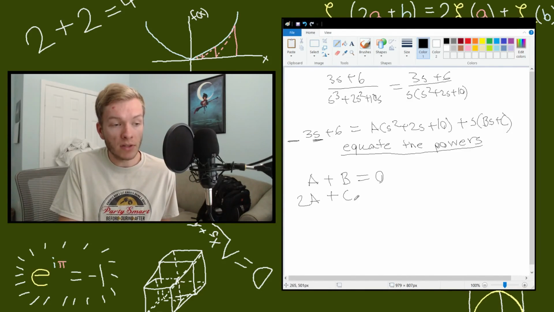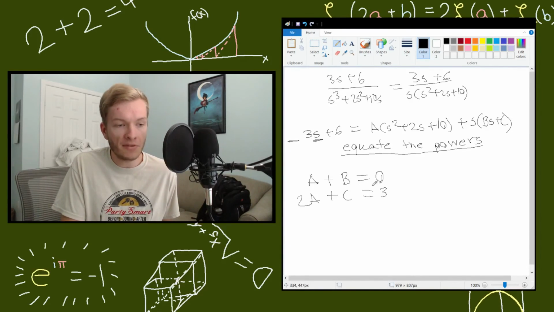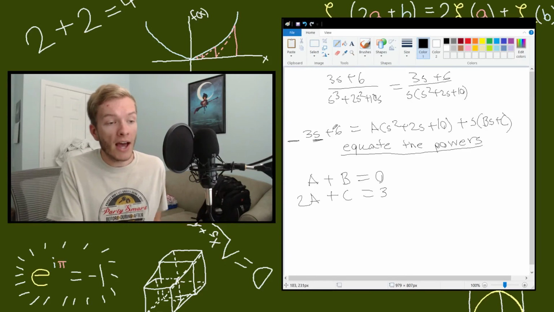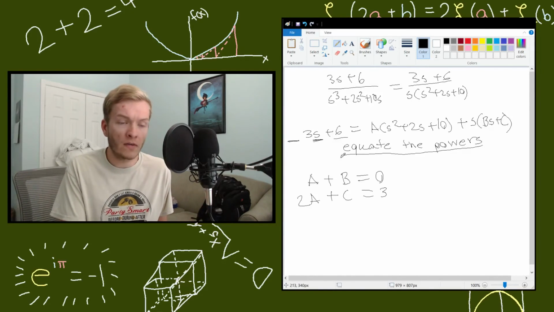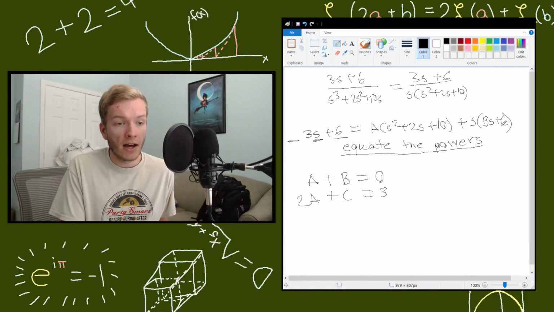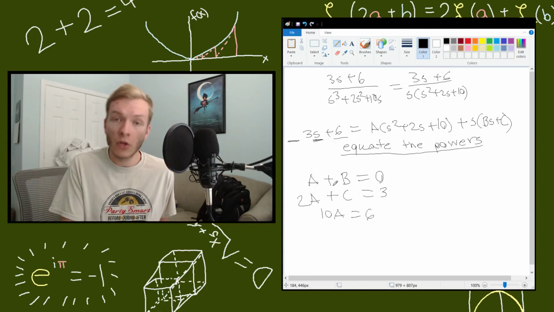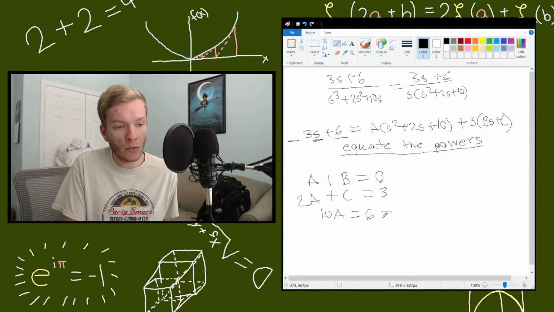So 2a plus c is equal to, on this side we have a 3 here in the coefficient, so that's what we're going to put on this side. And then our final, the 0th power of s, is just the constants. So we're going to have 10a, and then we don't have any over here. So 10a is equal to 6. So we can check this out. This should give us what we were looking at in the first section.